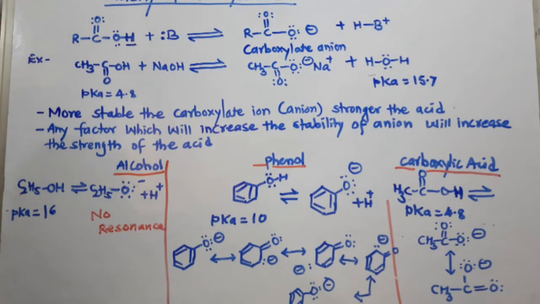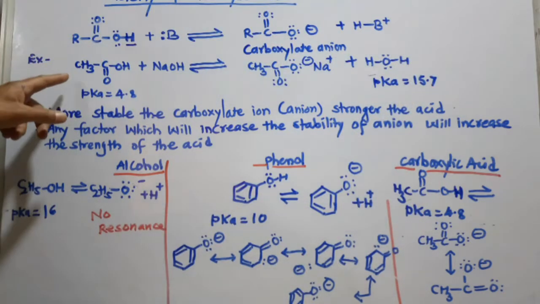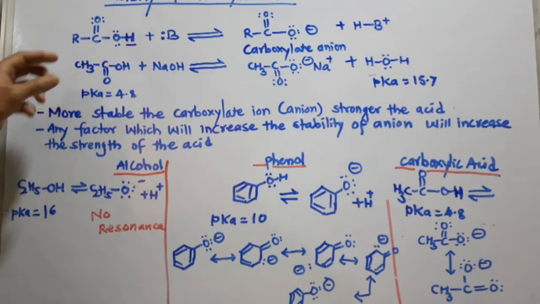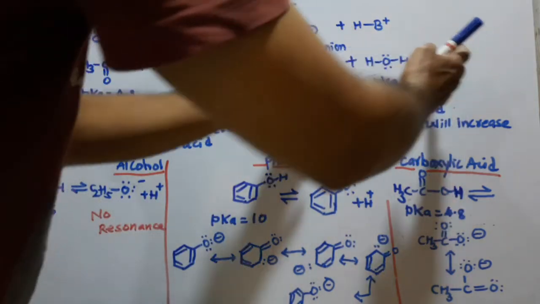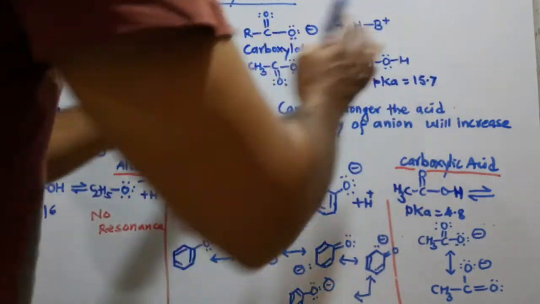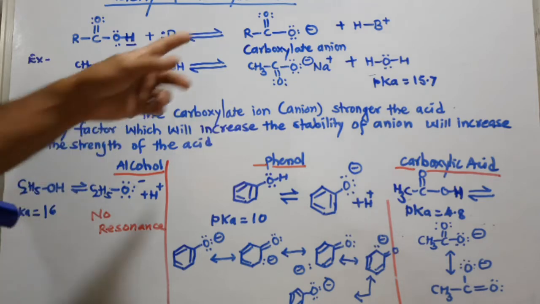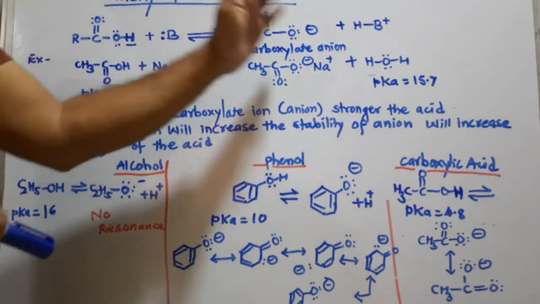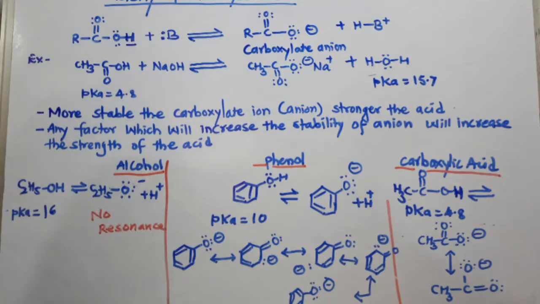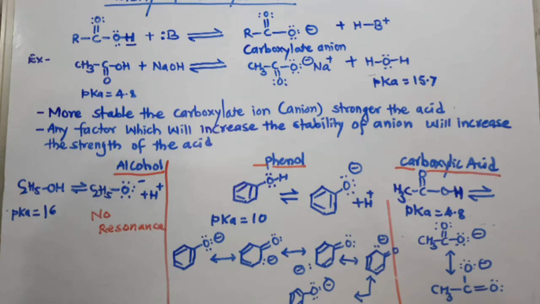As I mentioned earlier, greater the pKa value, weaker the acid. So smaller the pKa value, stronger the acid. So a strong acid gives a weak conjugate acid. This you should remember. In this way, we can write acid-base reactions. But what is important? This carboxylate ion which is generated during this reaction is very important. It is actually playing the role in the acidity of carboxylic acid.